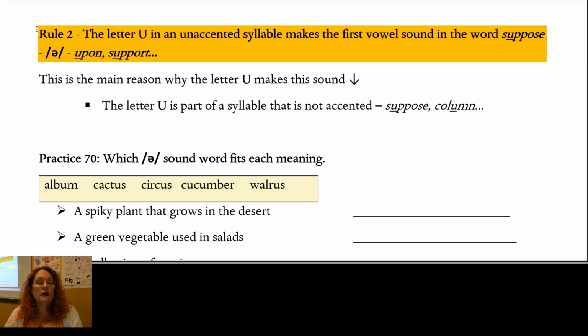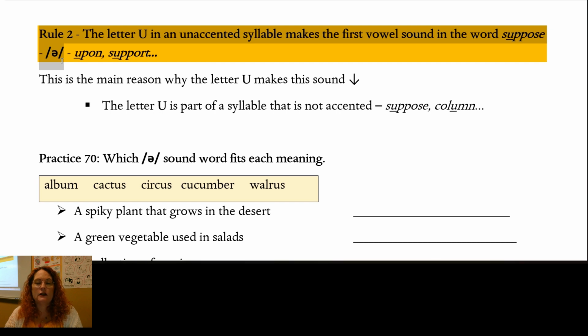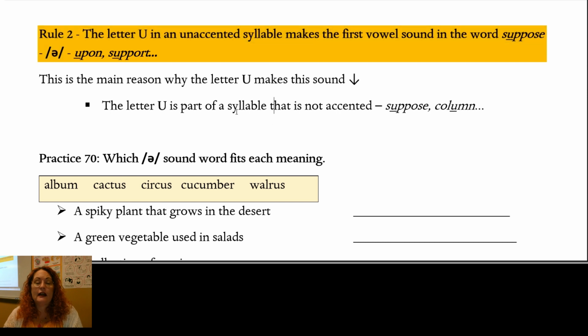Rule number 2, U, like all the other vowels, in an unaccented syllable, makes the schwa sound, which is very similar to the first sound. Let's take a look at some of these words. We have suppose, upon, and support. And again, this is in a syllable that is not accented. For example, suppose and column.